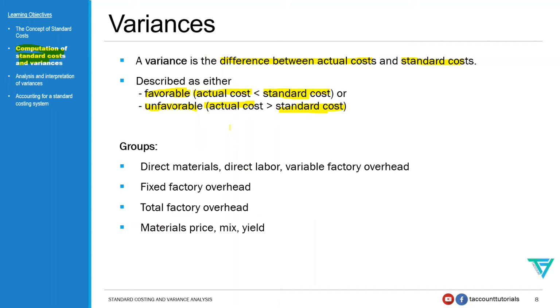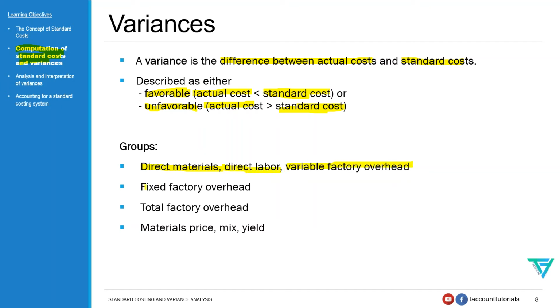Alright, so at this point, before we actually proceed to the computation of variances, I just like to group, okay, the variances into its categories, which follow basically the same approach in computing for the variances and in interpretation as well. Okay, so first group is more on the variable natured costs, which are direct material, direct labor, and variable factory overhead.